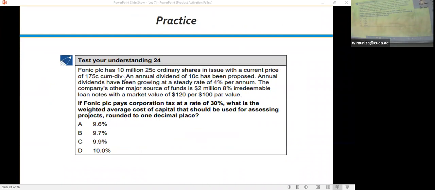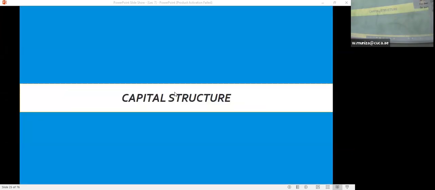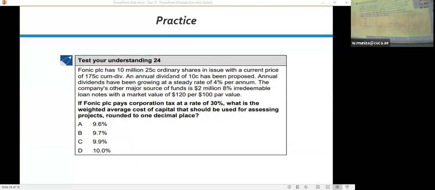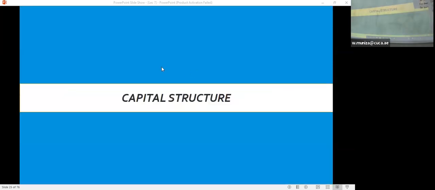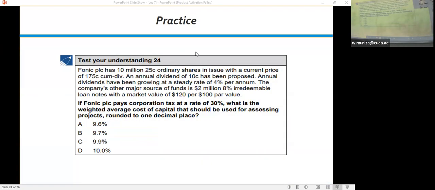Okay, now students, understanding number 24 is there. You will be required to calculate the average cost of capital. Again, this one is a detailed one. You can do it from your homeworks. With this, we have ended the chapter. Students, you do not need to consult the book for this chapter. Everything has been included, okay?